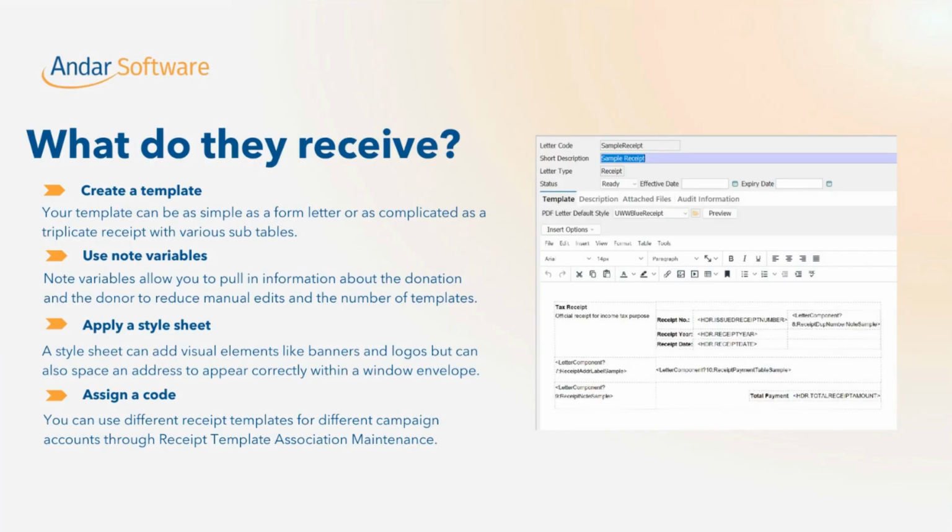You can also assign a code. So if you have multiple different campaign accounts, you can have a different letter for a different campaign. So for example, your regular annual United Way campaign, you can have one receipt template. But then if you have a disaster relief campaign, that one's been a big one over the last couple of years, you could have a separate receipt template with different language that would automatically generate for anybody who gives through that campaign.